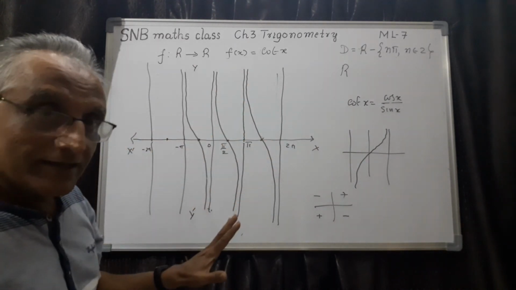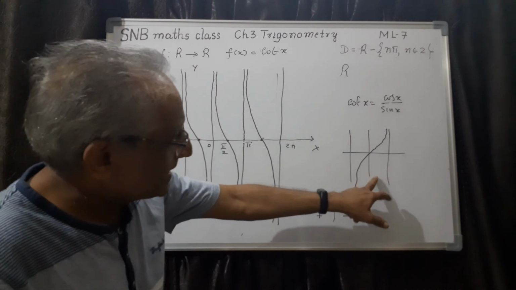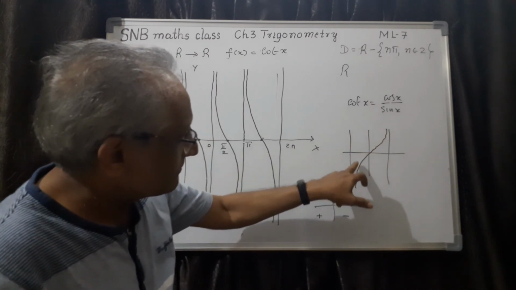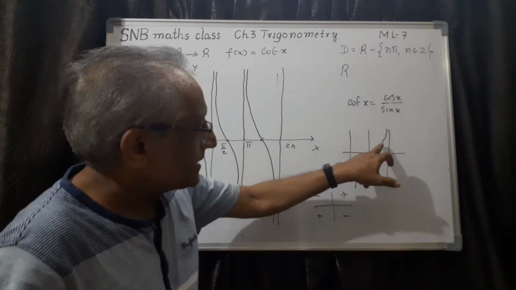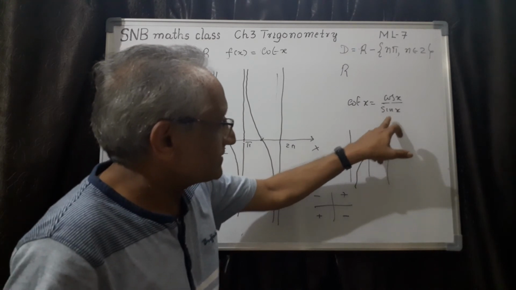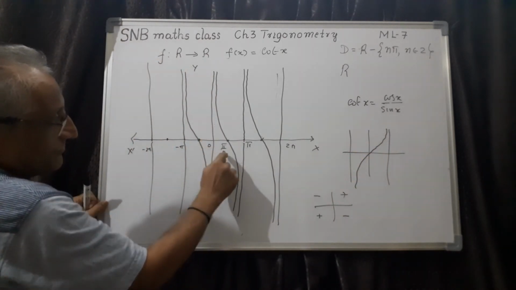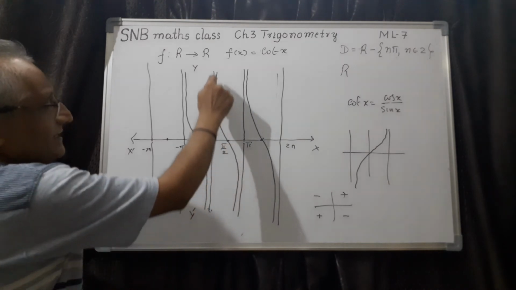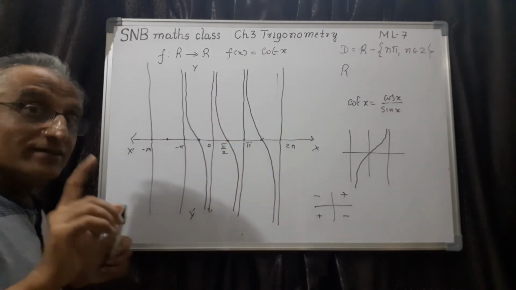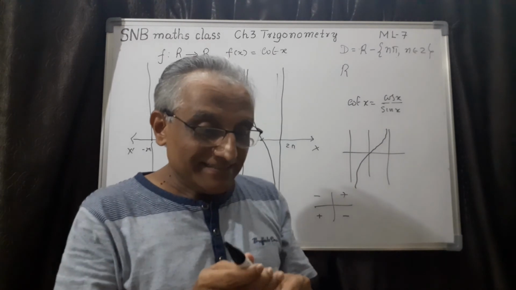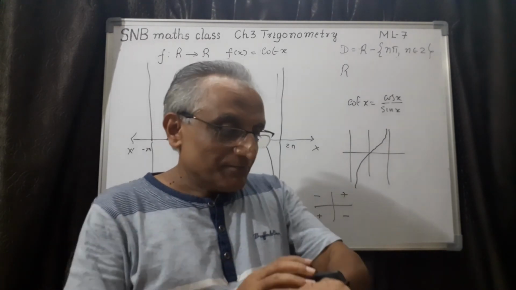That is one thing. The second one is, see, in case of tan, it is increasing. It is always like this. Tan 0 is 0, tan pi by 4 is 1, and then it increases like this. Here, cot pi by 4 is 1, but then it becomes like this. So it is decreasing. So there are two functions.